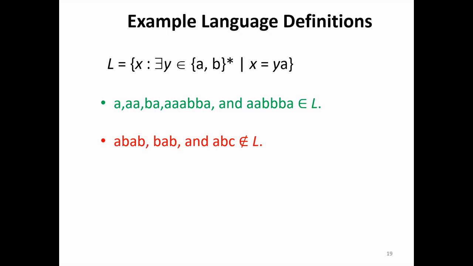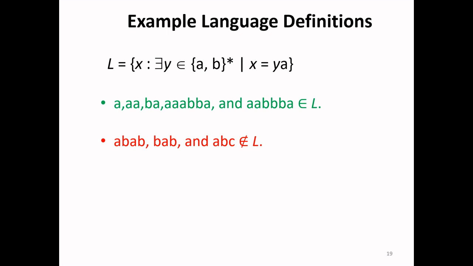Let us see some strings which do not belong to this particular language. ABAB. If I consider ABA as your Y, it must be concatenated with A, whereas here it is B. Similarly, here it is B. So, it is not accepted. Similarly, here it is C. C does not belong to your alphabet. So, this string also is not accepted by this particular language.